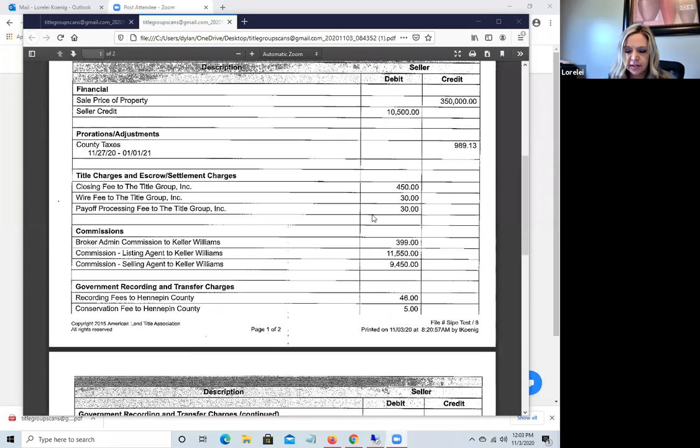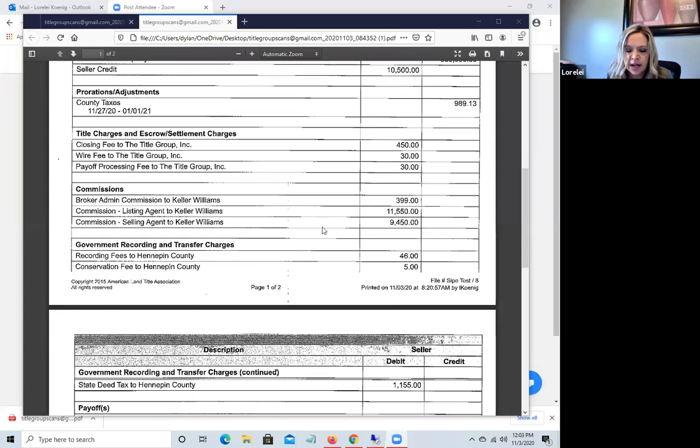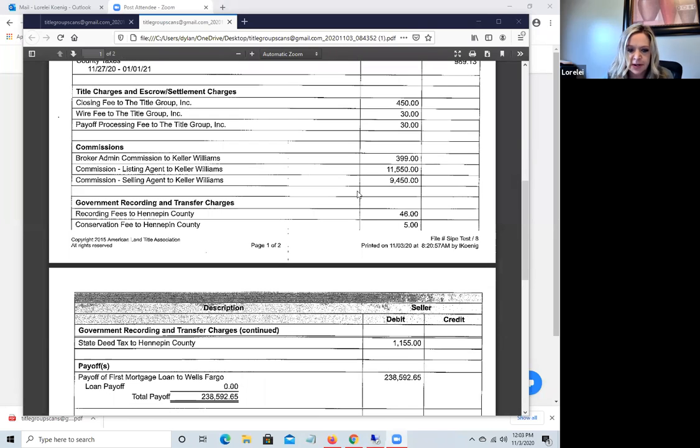In this scenario, the seller has one payoff, so there is a payoff processing fee. Again, this number varies by title company between $30 and $50. I've seen $55 with some title companies. Down here, I have the commissions listed. There was a broker admin fee, which is customary for seller and buyer to pay. And then the commissions were based on 3.3 to the listing agent and 2.7 to the selling agent for a total of 6%, which is customary.